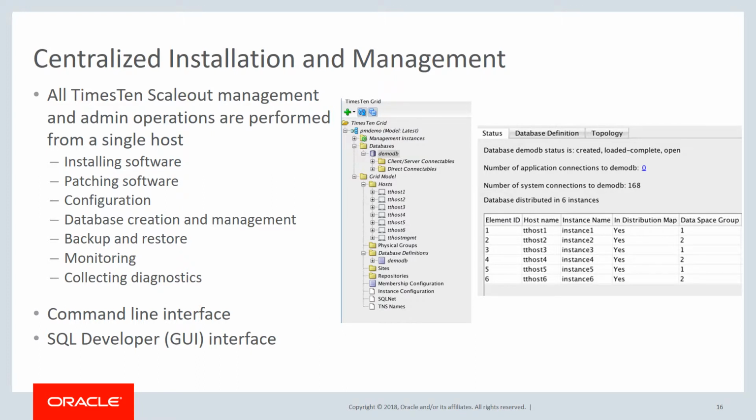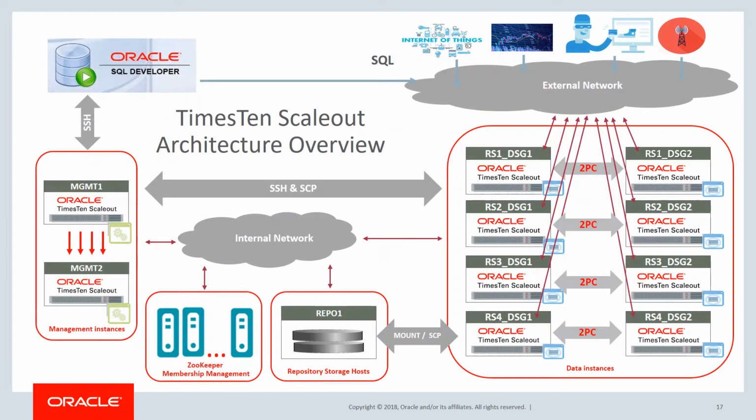Okay, I wanted to include this. So this is the big architecture picture. This really shows a production TimesTen Scaleout deployment. I just want to call out a few things in here to give you the big picture, okay? So this is the guts of the operation.